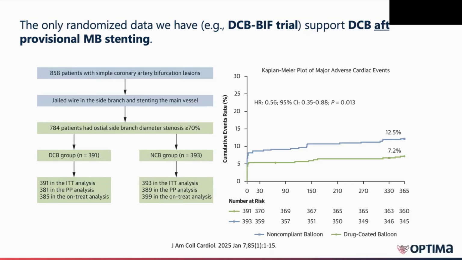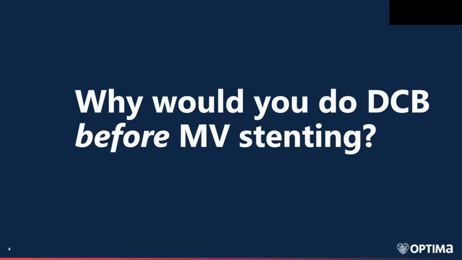Now, in terms of when to apply DCB in the ostium of the side branch, I think the only randomized evidence that we have today comes from the DCB bifurcation trial, basically applying a DCB, which is just a carrier of drug, after the vessel has been prepared and the stent has been placed in the main vessel, and then you see the result in the other vessel. And again, there is absolutely no reason or evidence to suggest that before stenting will be beneficial.